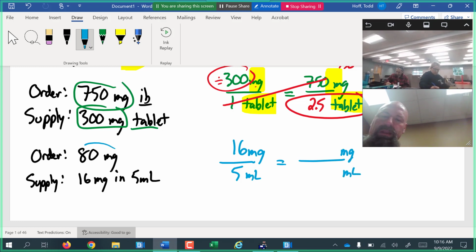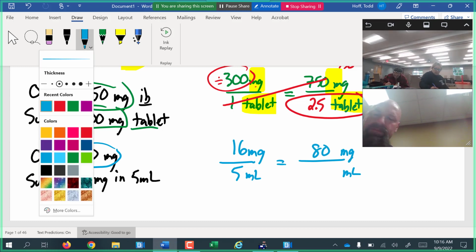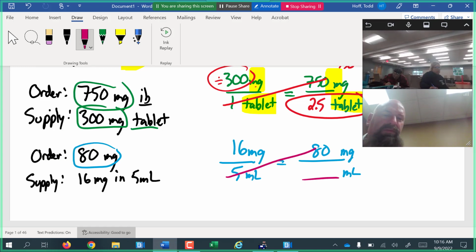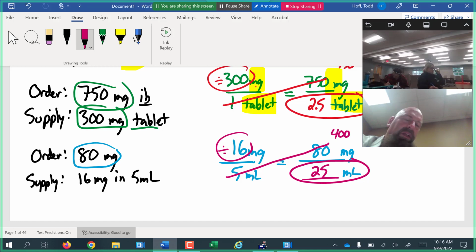The doctor's order was 80 milligrams. That has to go on top. So to find our missing number, it's 5 times 80, which will be 400, divided by 16. Once again, we get 25 milliliters.